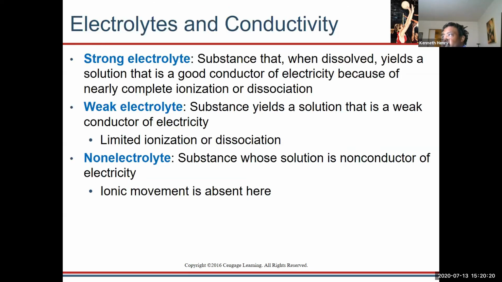So a strong electrolyte is basically something that is completely dissolved or nearly completely ionized. They'll say dissociated, separated, right? So it's basically breaking up that cute little couple that were positive and negative.